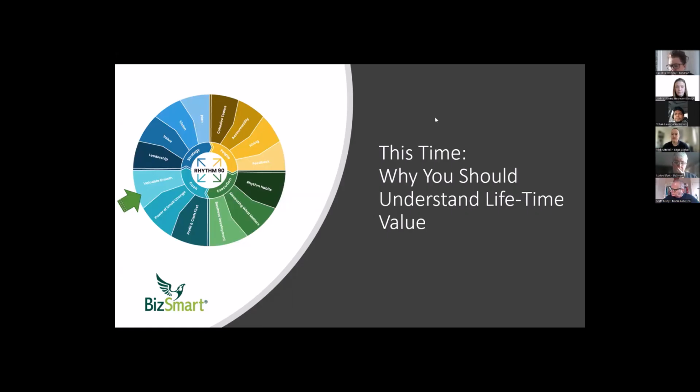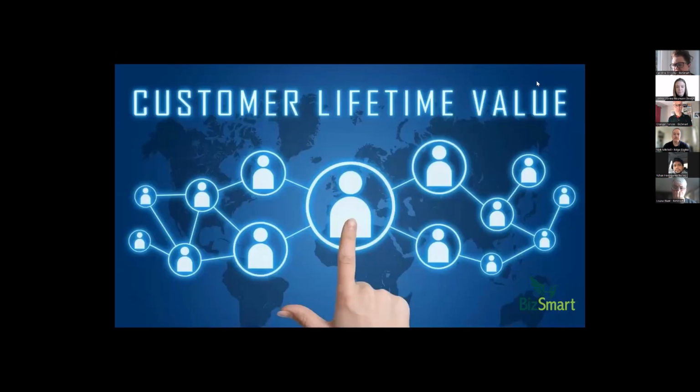This time around, we're looking at lifetime value, and that comes from the valuable growth section of the wheel in the cash pillar. How do we make sure that as we grow our businesses, we're thinking of value and not just simply of short-term profitability, but that we're creating long-term value? And so part of valuable growth is thinking about customer lifetime value.